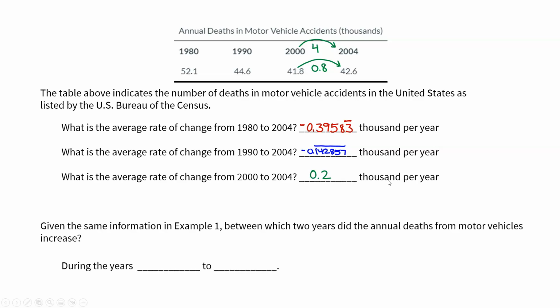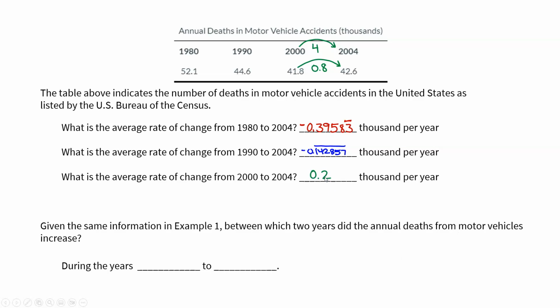And you can see by the data alone from example 1 between which 2 years it increased. But one of the things you also want to note is that the rates of change also define increase and decrease. A negative rate of change would indicate a decrease, and you saw decreases here and here, and you can see the decreases in the years overall from 1980 to 2004 and 1990 to 2004.